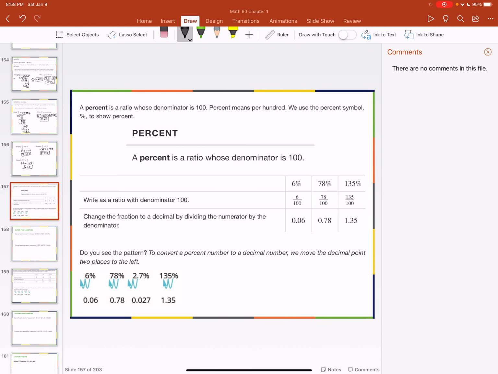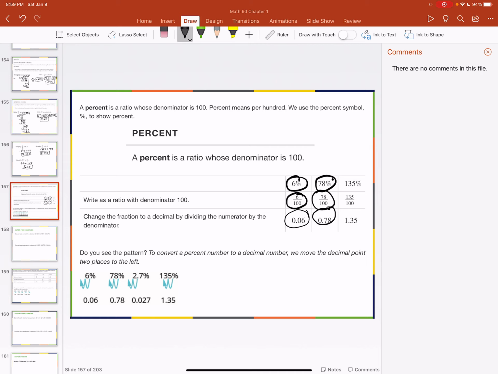Now let's move on to percents. What is a percent? A percent is a ratio whose denominator is 100. So think about the word percent. That just means per 100. We use this percent symbol to show percent. So if you have 6%, that's equivalent to saying 6 over 100, okay? And as a decimal, see how it's 0.06. Anytime you see the percent sign, you can just take that number and write it over 100, and now, boom, you have it as a fraction. And when you have it as a fraction, you can easily take it to a decimal.